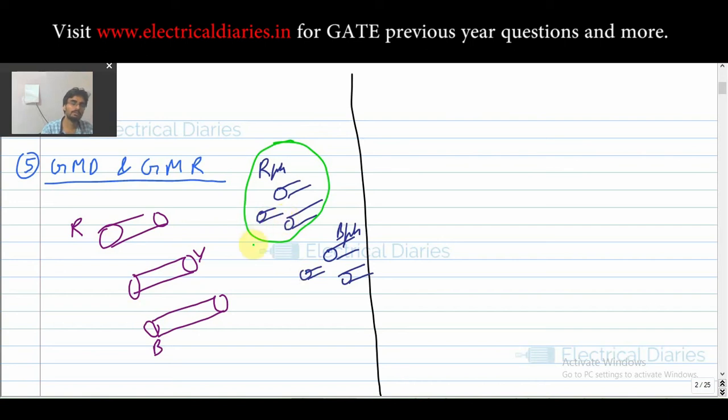So what happens is the equivalent inductance reduces in the case of bundled conductors, and the maximum power capability is given by EV by X. So if your inductance reduces, then your maximum power transfer capability increases. So that is the benefit of the bundled conductor. That is why this concept of GMD, GMR and bundled conductor has come into existence.